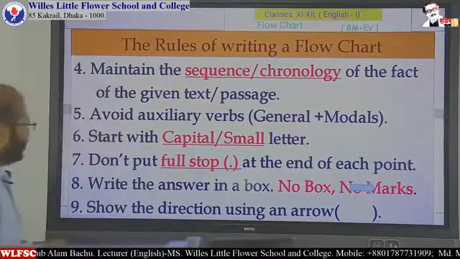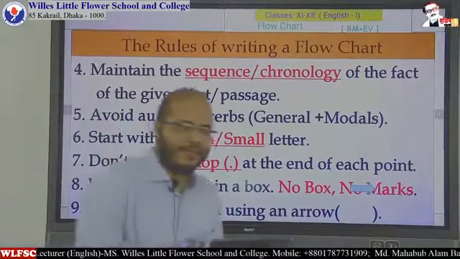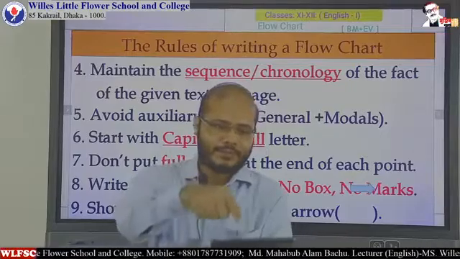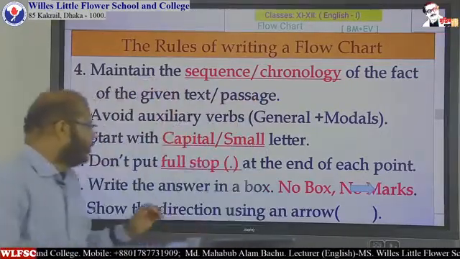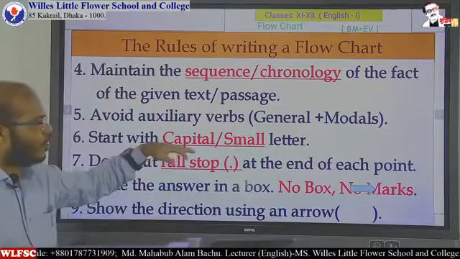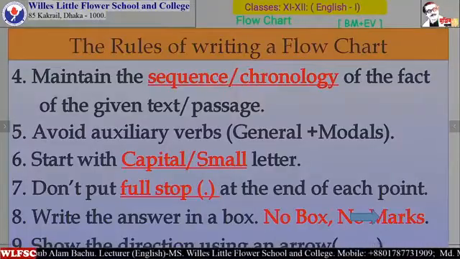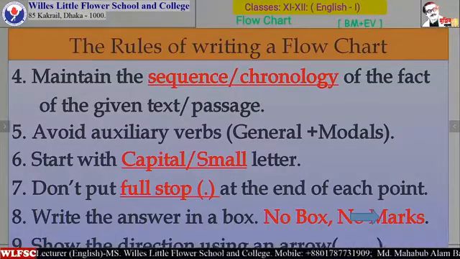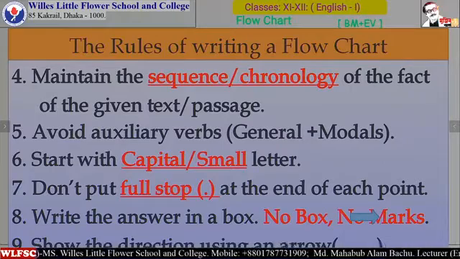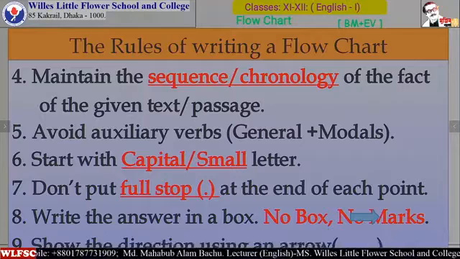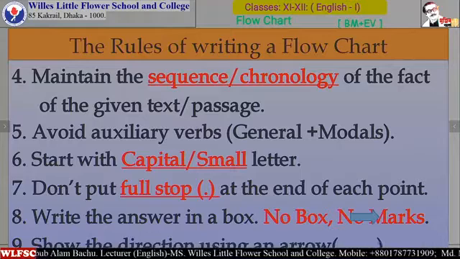Okay, then start with a capital or a small letter. Although there is a controversy about capital or small letters, you can start with capital letters or with small letters. Here I can add an opinion: as the flowchart points are written as points or phrases, and this is not a full sentence, you can start your writing with small letters. And then don't put a full stop at the end of each point.